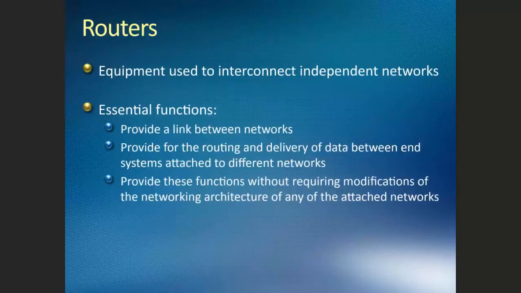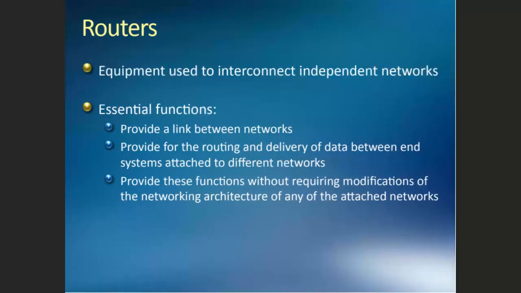Routers. They are used to interconnect independent networks. These are the essential functions of the routers: link networks, and decide on the best routing path, which path your packet should go, A or B or A, B, C. And it provides these functions without modification of the networking architecture of any of the attached networks. Your router does not require you to use specific equipment. The router will just forward the traffic, forward the packets to you. Okay?